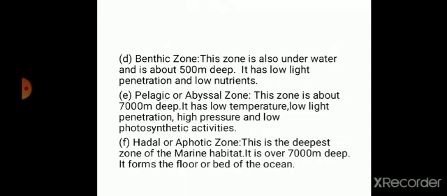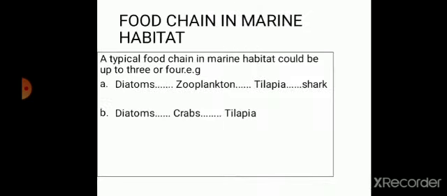Now let us look at the food chain in marine habitat. Remember what a food chain is. A food chain simply means the feeding relationship between the producer and the consumer, the one that produces and the one that has the final consumption and exchange of energy. A typical food chain in marine habitat could be up to 3 or 4 levels.